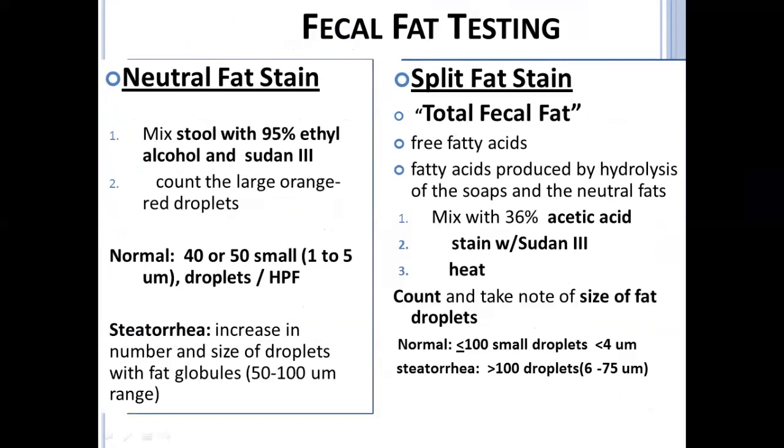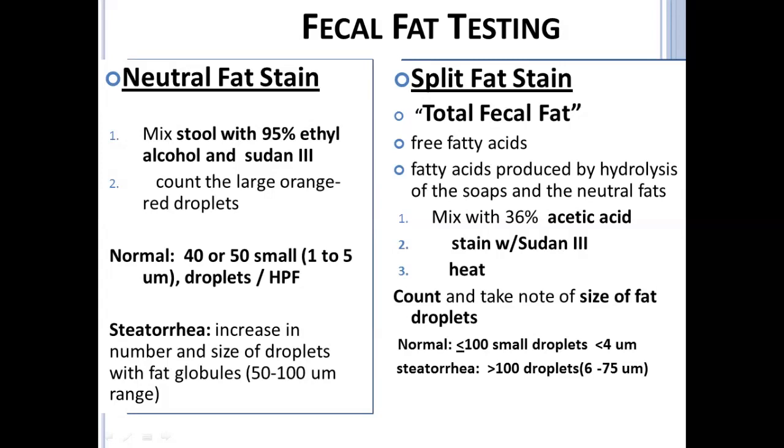Okay, so mix mo lang with the 95% ethyl alcohol, and then you have the Sudan 3, and then count mo na yung large orange red droplets kasi ang normal value is just 40 to 50 small. Tama? Maliliit. No? 1 to 5 micrometer, okay, droplets. Micrometer yan ha, hindi yan millimeter. Kung millimeter, masyadong malaki. So, ngayon, paano natin malaman kung 1 to 5?